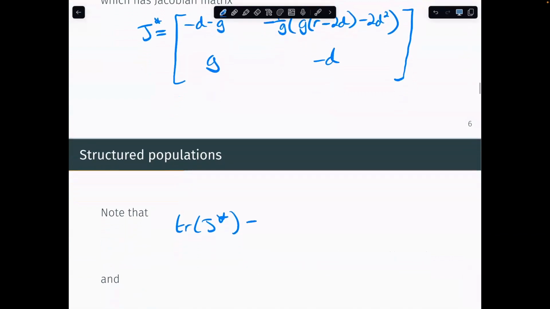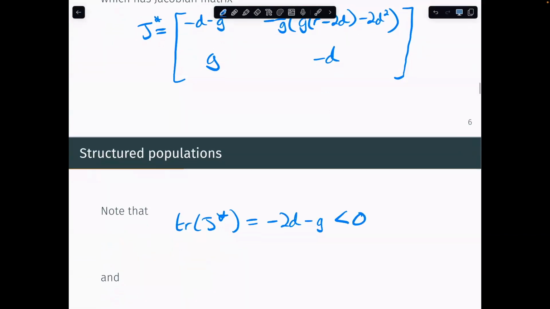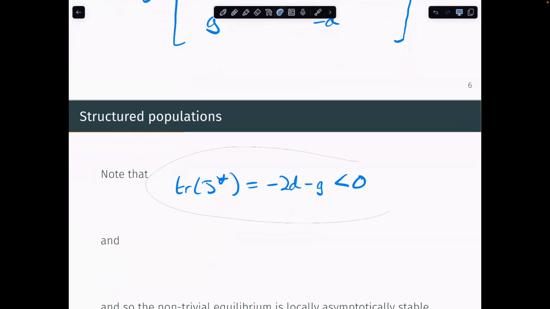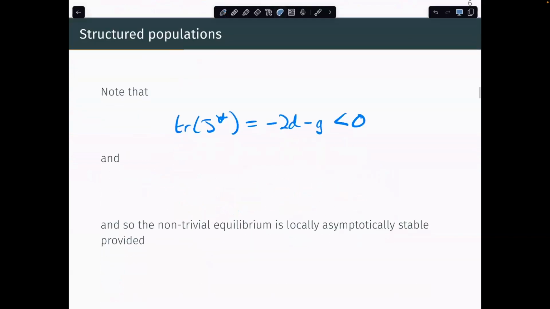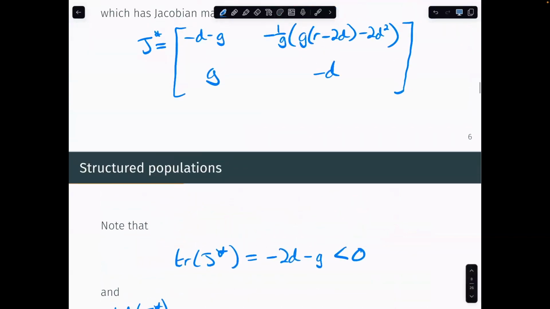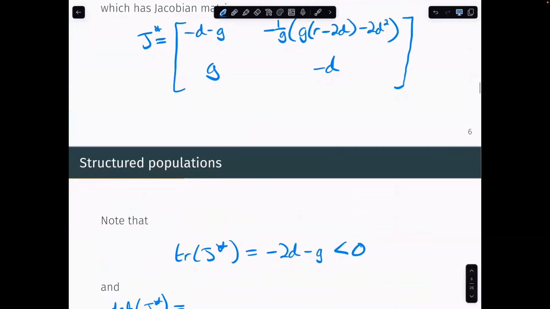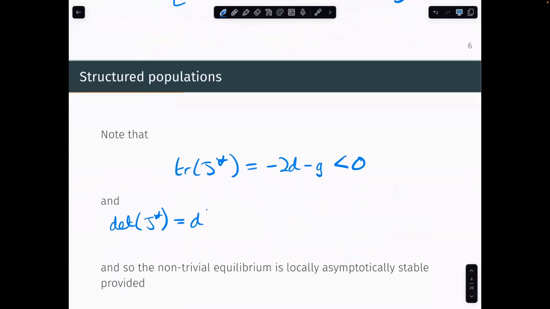It has trace minus 2D minus G, which is negative. The determinant's a little bit more complicated, but not too bad. The determinant, we're going to have minus D times by minus D minus G. So we're going to get D times by D plus G. The negatives will cancel out.